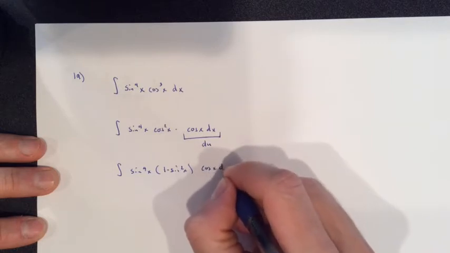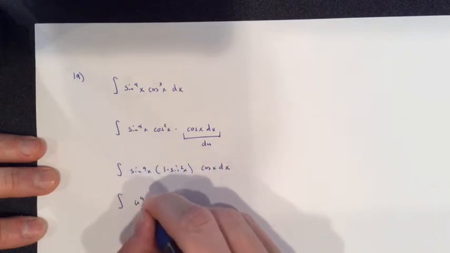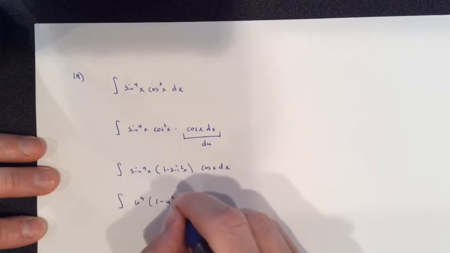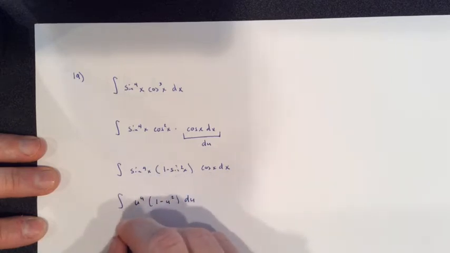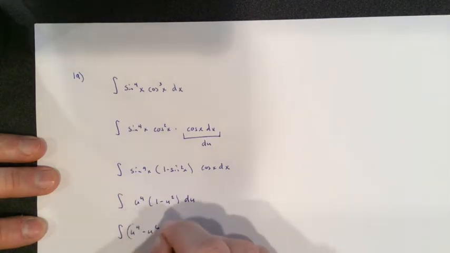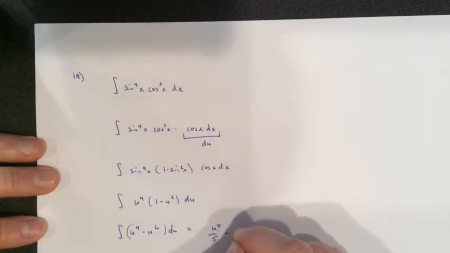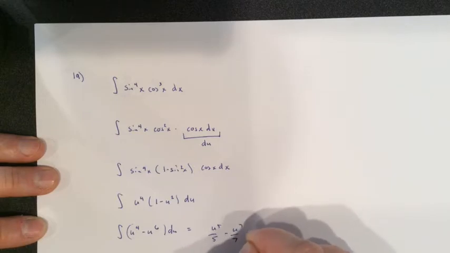Leave the cosine x dx alone over here. And then realistically, this is just u to the 4th times 1 minus u squared, and that's du. So then this is u to the 4th minus u to the 6th. And now I have just an easy power rule. That's just u to the 5th over 5 minus u to the 7th over 7 plus c.